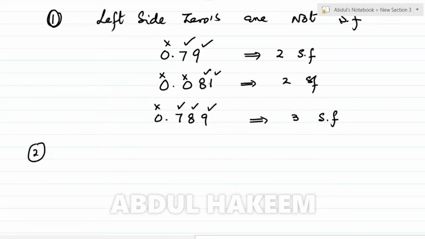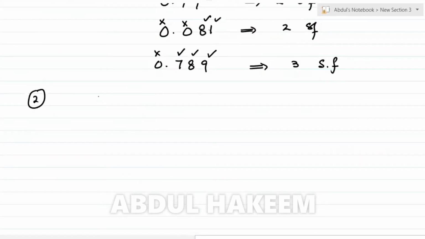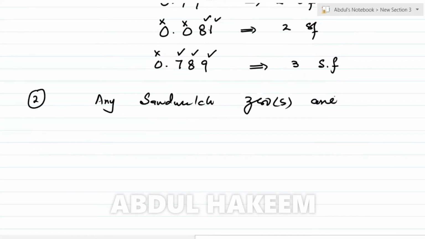Now move to the rule number 2. Any sandwich zero or the zeros are considered significant figure. If the 0 is coming between the two number, then it is significant figure. For example, 801, significant, significant, significant. So this is 3SF.